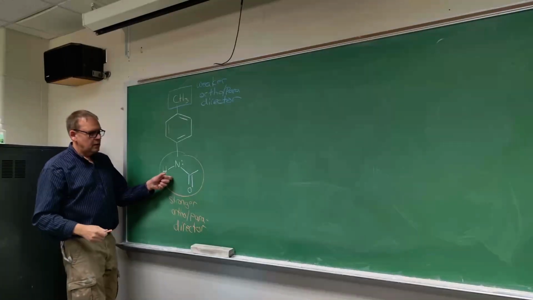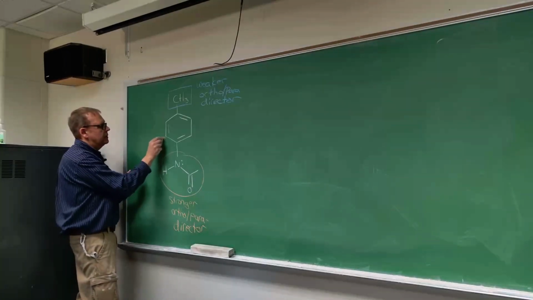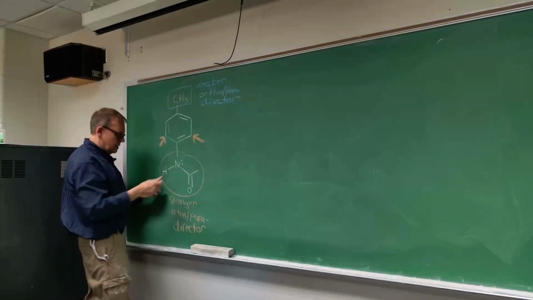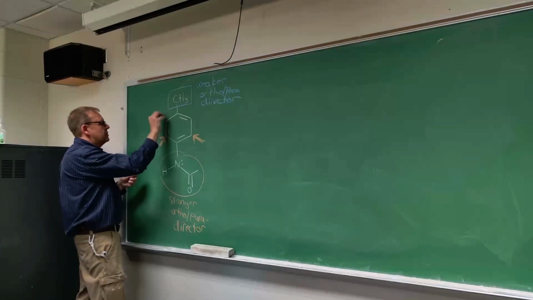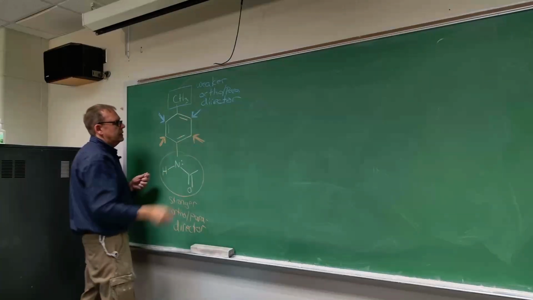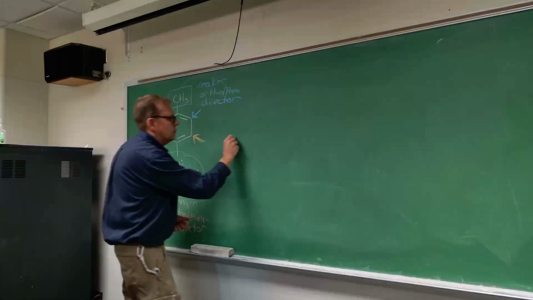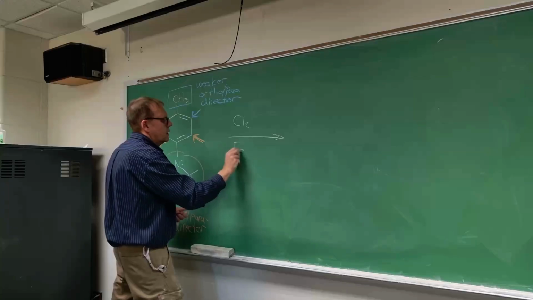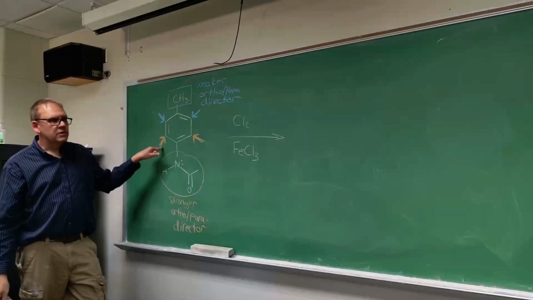So this group wants the substitution to happen in the positions that are ortho and para to it. The methyl group is ortho-para directing, and its preference is for the reaction to happen here, but its influence is less important, because it's got a weaker directing effect, so that when you do a reaction with this molecule, like, for example, a chlorination, you're going to get the reaction happening in these positions preferentially.